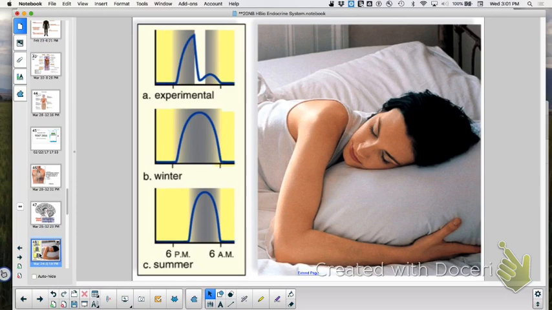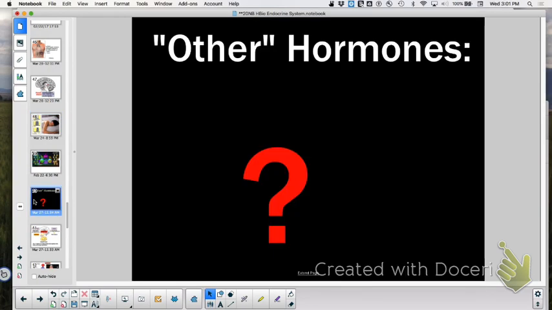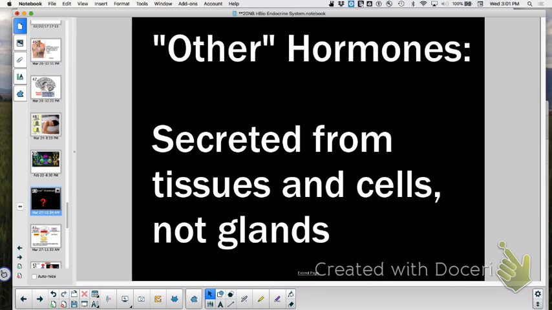This is how animals know when to hibernate, when to reproduce, because they can tell the seasons. I mean, I guess you could look outside and go, well, there's snow. Okay, but it affects their sex drive as well. Okay. And then I'll have you do that if you want to, but do the other hormones. On the other hormones, we call them other because they come from cells and tissues and not endocrine glands as part of the endocrine system, but they still communicate.